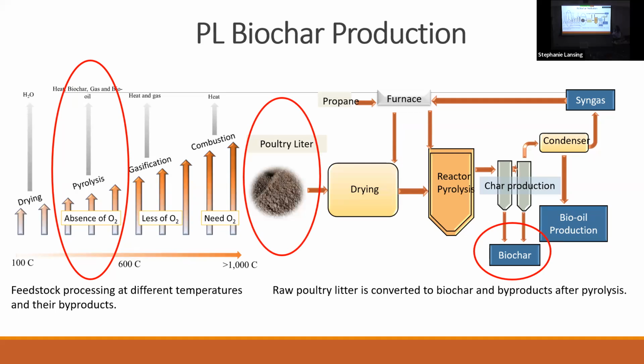One of the main components that we get is syngas. This can be used for a wide variety of bioenergy applications, and also bio-oil. Bio-oil also can be used for potential biofuel usage, as well as seed coatings, other agronomic purposes. But the main byproduct of focus is biochar in my study.